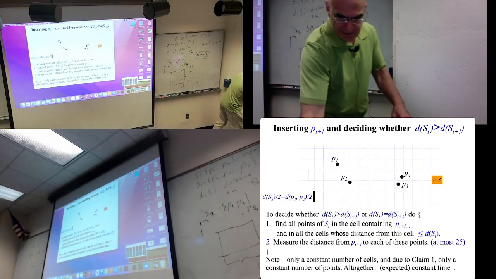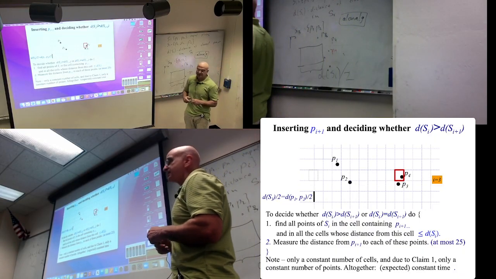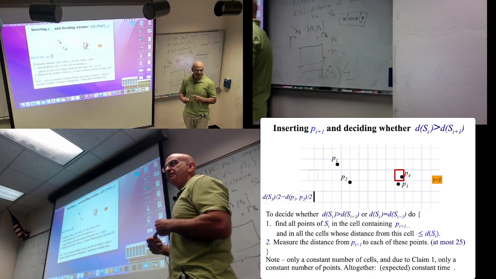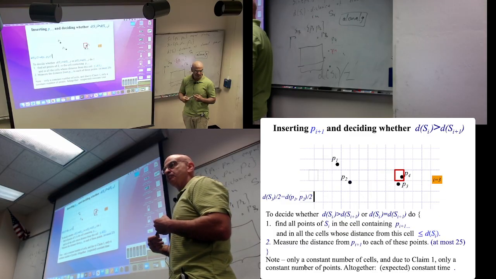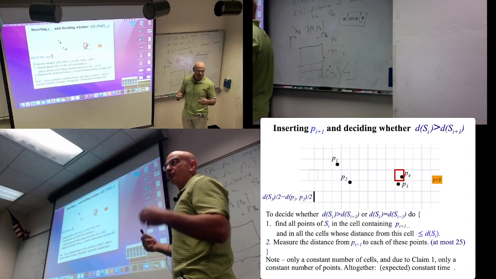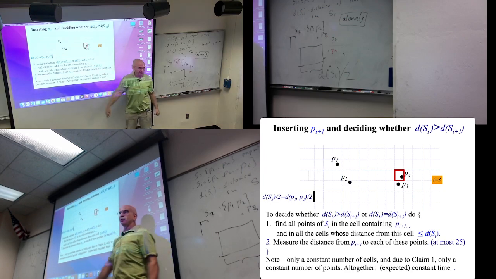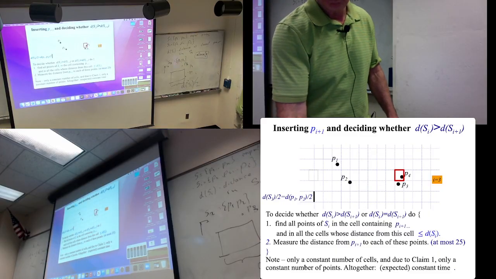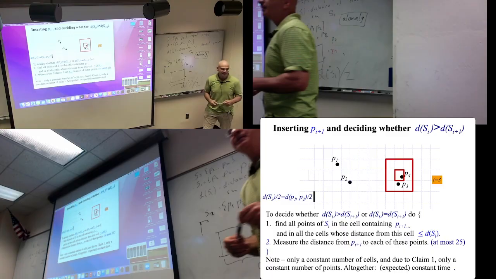Okay, so I need to check if there is any point in the cell of P4, using the hash table. There is none. Does it mean that P4 doesn't participate in the new closest pair? Could be that it does, because it's going to create a new closest pair with P3, which is not in the cell of P4, but is in one of the 8 neighboring cells. So I'll check all the points in the 8 neighboring cells.